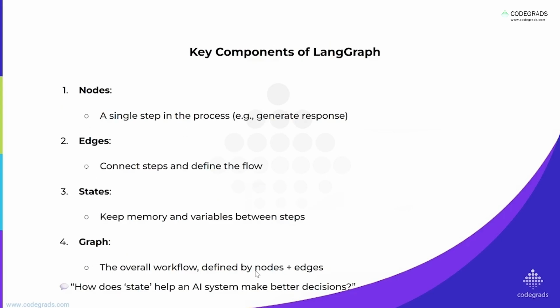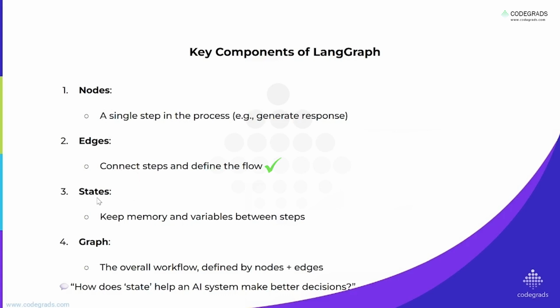Now we'll see the key components of LangGraph. First one is the node, a single step in the process, for example, generating a response. A node can be an LLM, an agent, or a custom function. So that is about the node. Then the edges connect steps and define the flow. We can connect different nodes, and when there is a connection between two nodes, we call it an edge, and it defines the flow of our LangGraph.